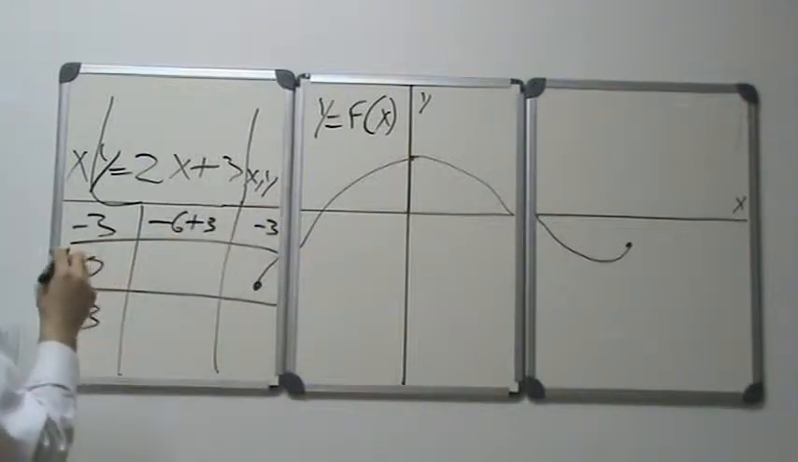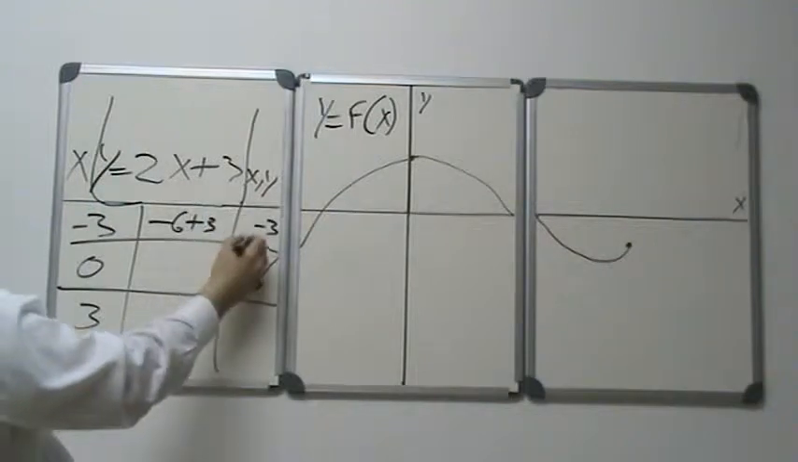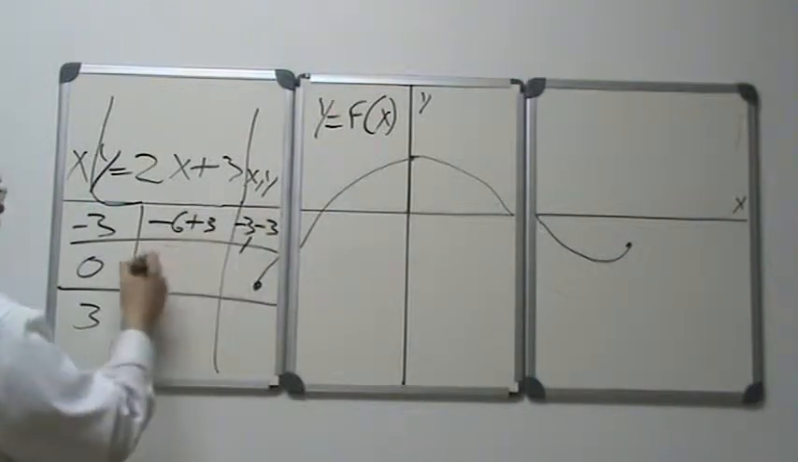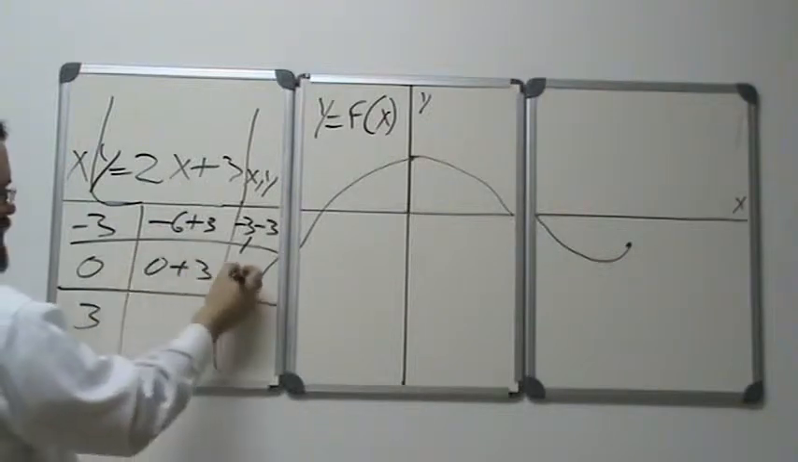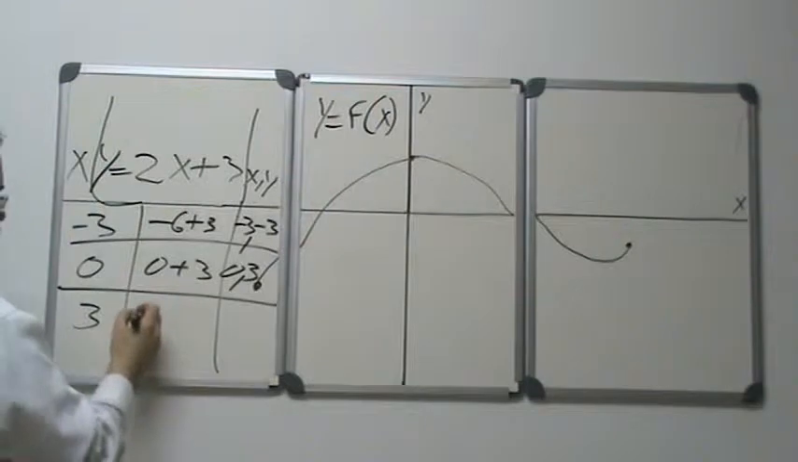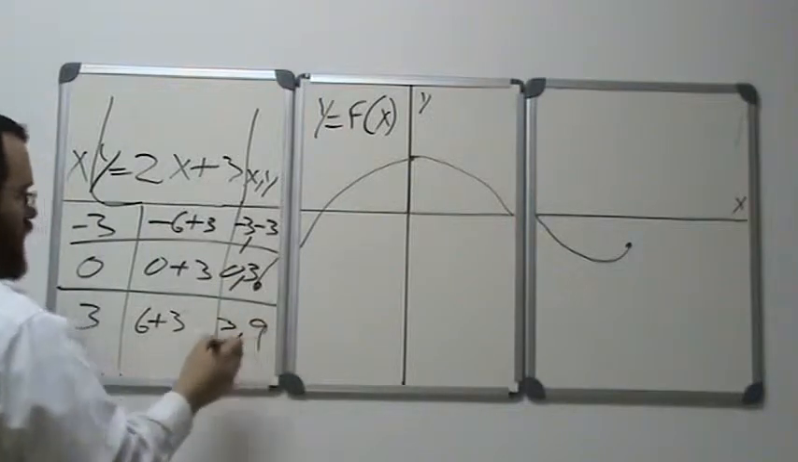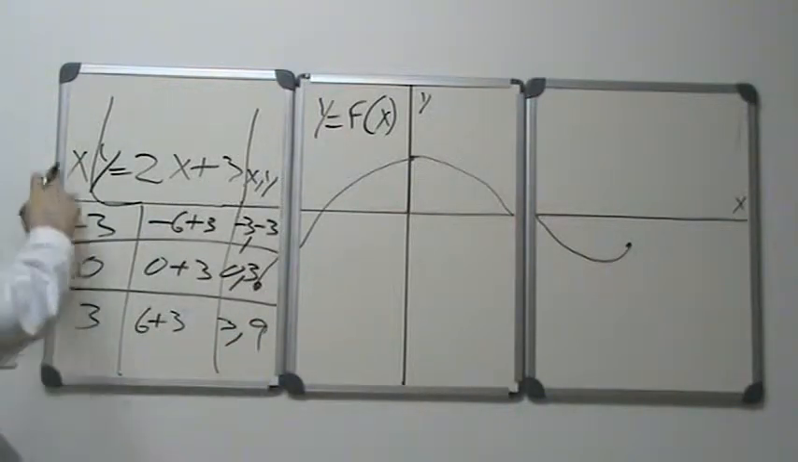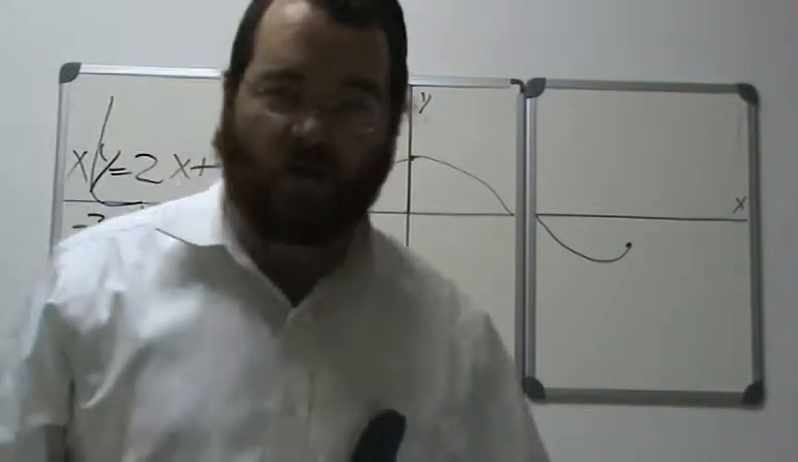That means when x is negative 3, y would be negative 3. And when x is 0, it's 2 times 0 is 0, plus 3. So when x is 0, y would be 3. When x is 3, 2x is 2 times 3, which is 6, plus 3 is 9. So when x is 3, y would be 9. So the x is what you pick any number for. You can pick any number for x.